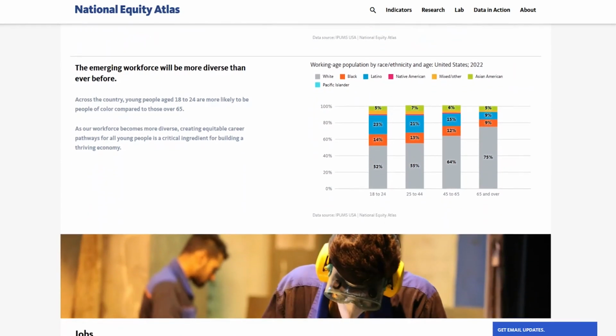And lastly, in the people section, we see that the working age population is becoming more diverse compared to the generations that came before. Nearly half of 18 to 24-year-olds are people of color, compared to only 25% of those over the age of 65. This highlights how vital it is to support the next generation of workers and ensure that they are set up for success, as it's key to building a thriving and healthy economy.